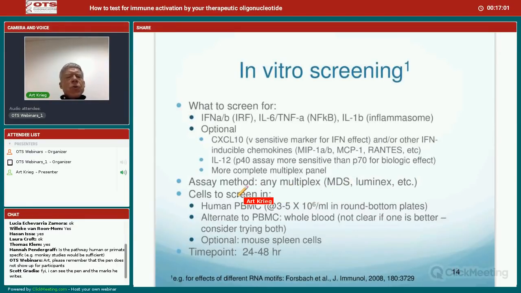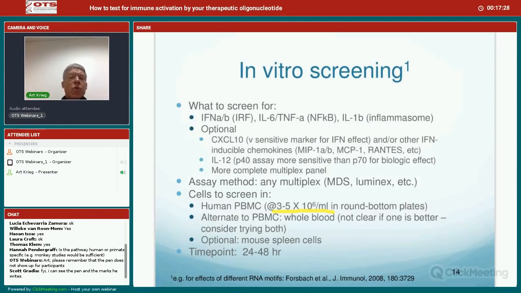And the cells to screen in, we use just human PBMCs. We don't routinely use mouse cells for in vitro screening because of the species-specific differences. The human PBMCs, one point I'll make, just a technical point, is that we use much higher cell concentrations than you usually would use for in vitro assays. We're using 3 to 5 million cells per mil.